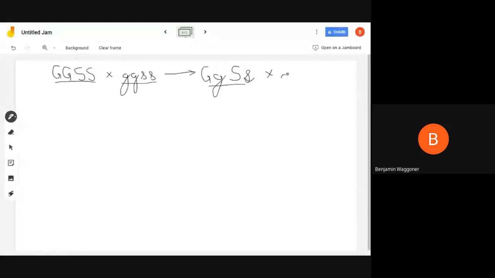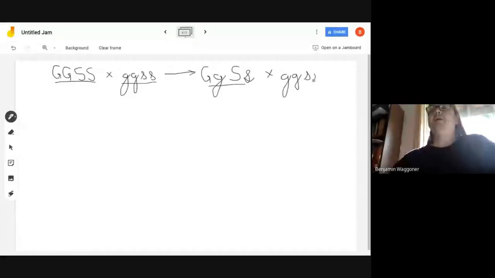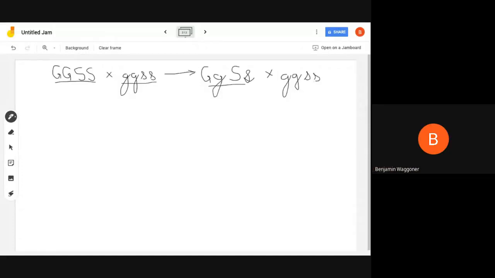So we're going to cross this with another corn plant whose genotype looks like this. So how do we do that? Here's where we're going to need our Punnett square. Here's our square.